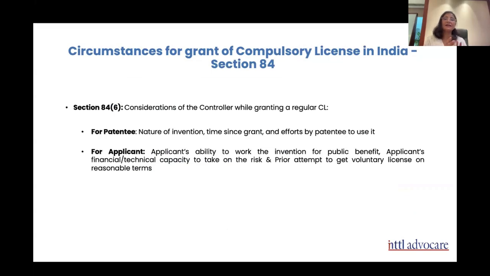Now, if you see, the circumstances for grant of compulsory license in India are defined under Section 84. What are the considerations of the controller while granting a regular compulsory license? So the controller looks into the nature of the invention, the time of the grant, and whether the patentee has used it or not, and also looks at the same time the profile of the applicant who is seeking the compulsory license: whether the applicant has the ability to work the invention for public benefit, whether the applicant is financially sound and has the technical capacity to take on the risk, and prior attempts to get a voluntary license on reasonable terms.